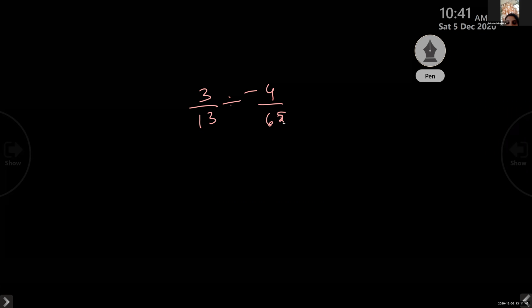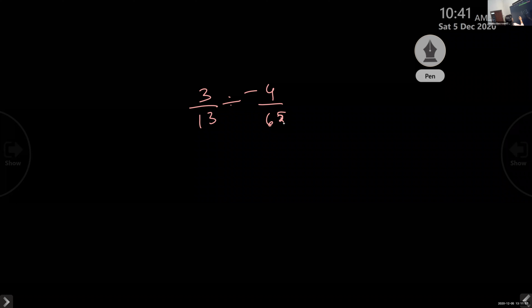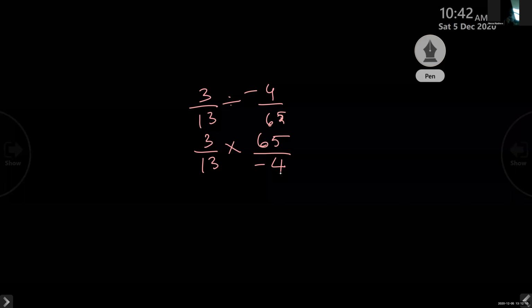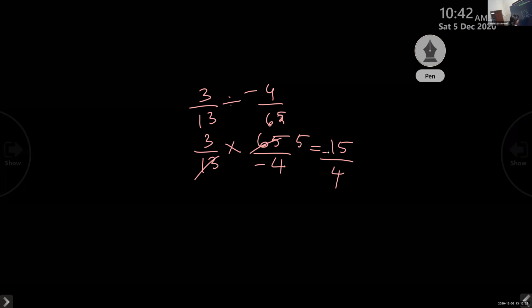Ma'am, negative 15 by 4. Very good. Negative 15 by 4 is the answer. Clear? So we'll check: 3 by 13 into 65 by negative 4. You can just cross multiply. 195 by negative 4, so 15 by 4. You can write negative 15 by 4 as the answer, isn't it?